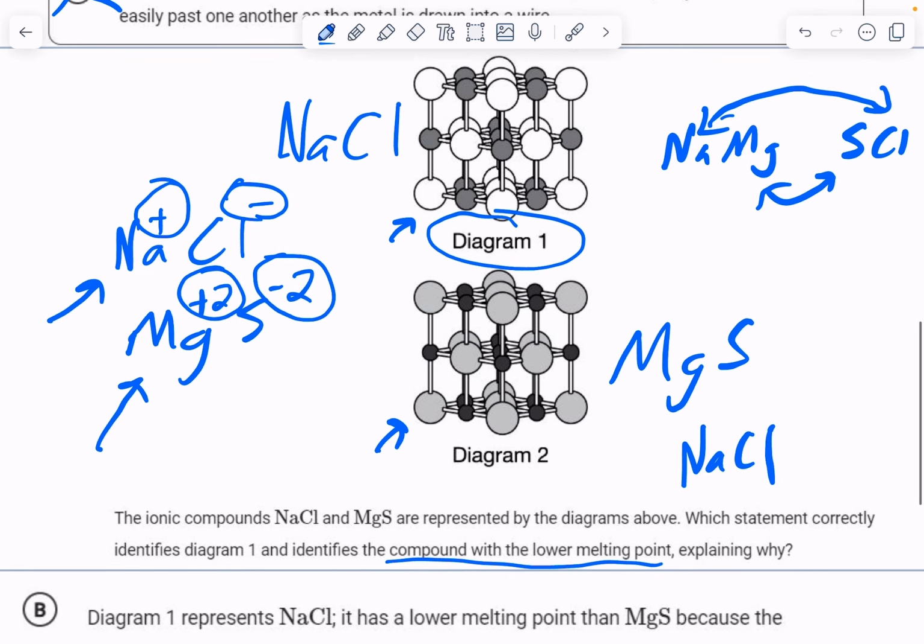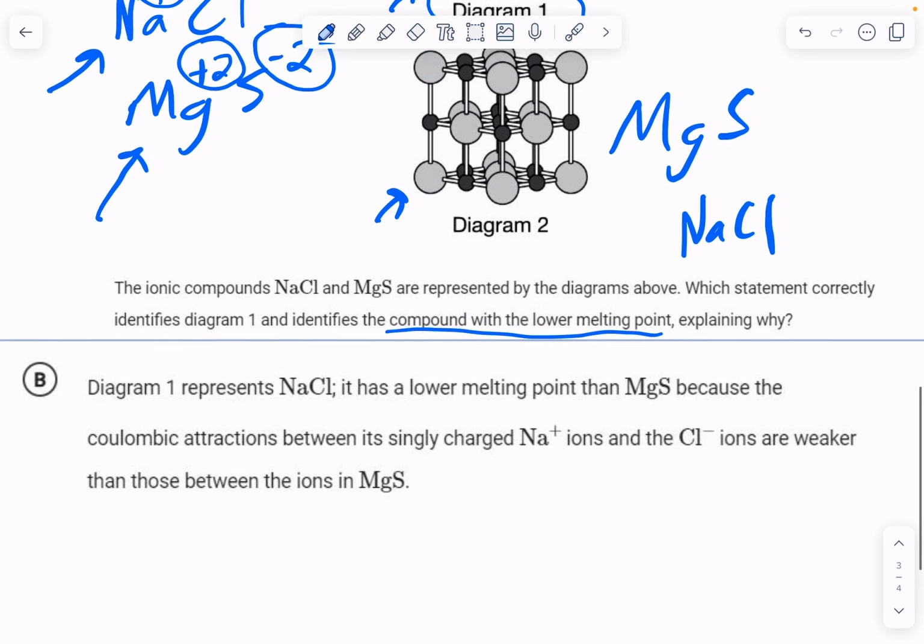So right here, it actually has the answer for us, and it's written out really well. Diagram 1 represents NaCl. It has a lower melting point than MgS because the Coulombic attractions between a singly charged Na+ ion and the Cl- ion are weaker than those between the ions in MgS. So this is a good written out answer for that one.